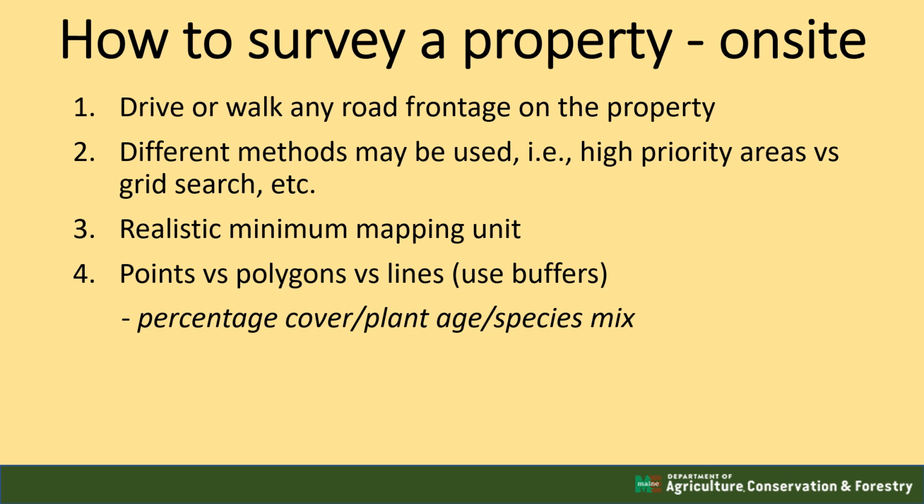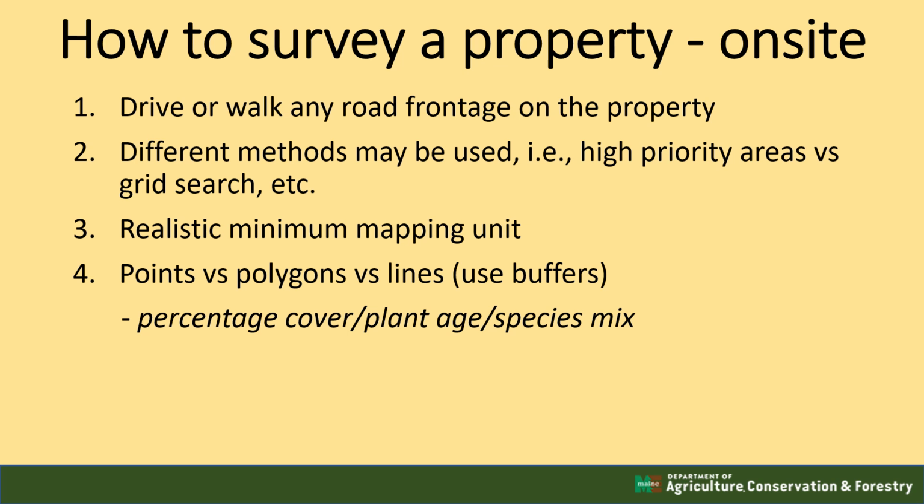So this component ties into the next one, which is realistic minimum mapping unit. If you have a 20-acre property, realistically you should touch each of those 20 acres in your survey. You have ample time, and the size of the property isn't overbearing. The difference would be if you had a 300-acre property, you may not be able to do a full grid search of that just because of the extent of time available.